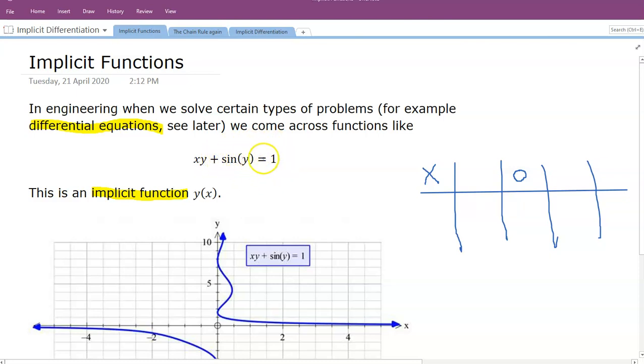So here, if I have sine of y equals 1, you will know from what we've done before that that means that y has to equal pi over 2. Okay, and then the computer will take another value of x. So let's say x equals 0.1, some small value, and plug that into this part of the formula here. So I'll get 0.1 times y plus sine of y equals 1, and then solve that formula for y.